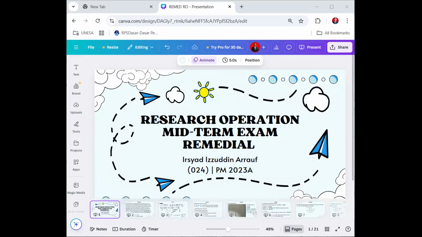My name is Irsyad Izzuddin. You can call me Irsyad, just like my friends call me. I'm now studying at State University of Surabaya, at Mathematics Education, 23A class, with my student number, last three digits, 024.